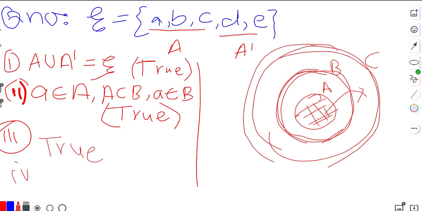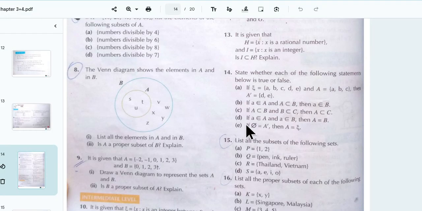Moving to the next part, what is the statement of part D? If a belongs to A and a belongs to B, then A equals B.